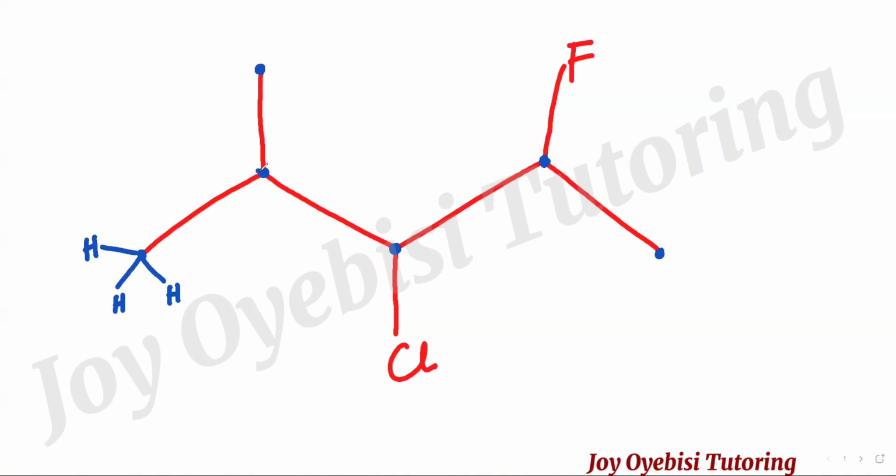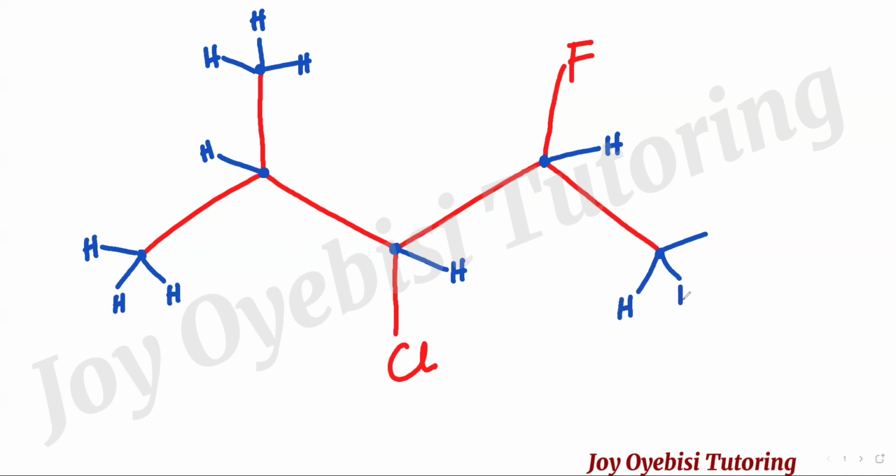This carbon will have 1 more hydrogen in order to make up 4 bonds around that carbon. This will have 3 hydrogens to make up the bonds around the carbon, while this one has just 1 hydrogen. This will also have just 1 hydrogen, while this has 3. Okay, so it is important you fill this all up to make it easier for you.